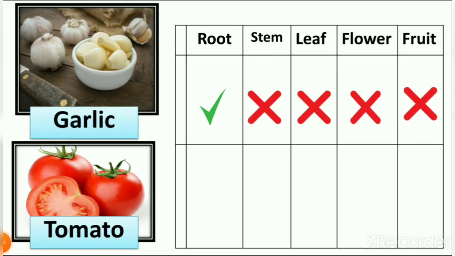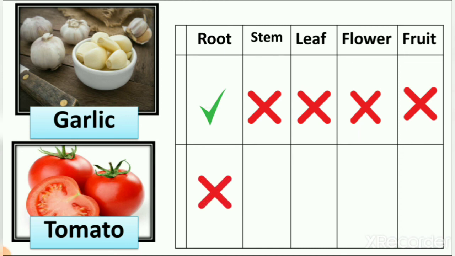Then next is tomato. Now tomato is a vegetable, right? Now is that a root or stem or leaf? It looks like a flower also. So tomato is which part of the plant? Here you can see root. So is tomato growing underground? Can you see any root here? No. So tomato is not the root of the plant.